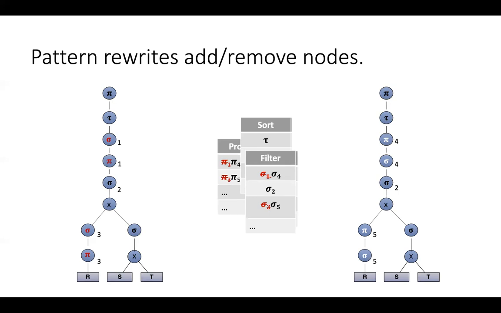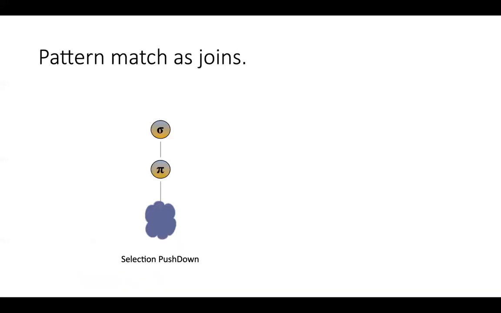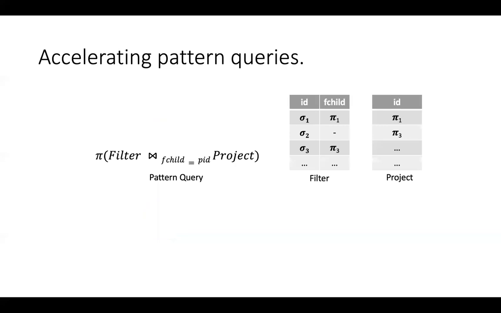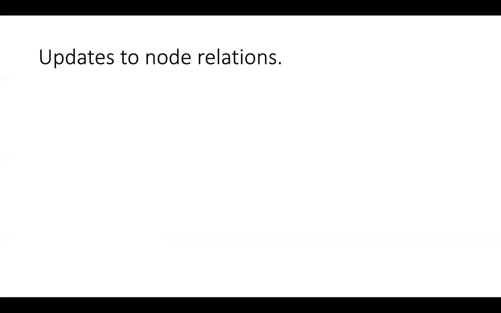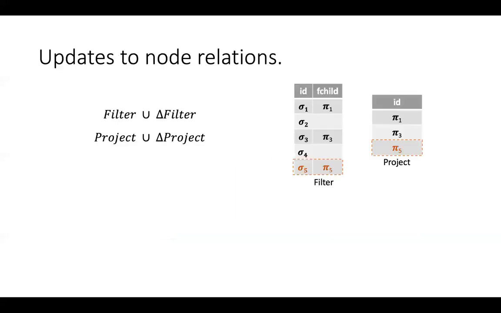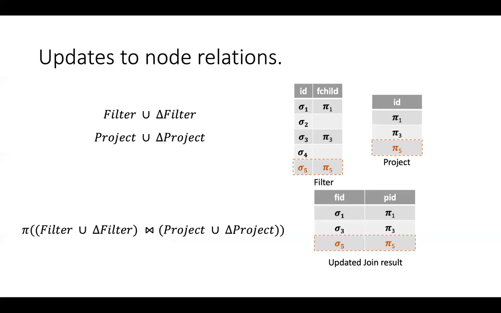Well, that now sounds like something many of us have heard before, right? Incremental view maintenance. But some of you might be wondering, how did a rewrite problem turn into a view maintenance problem? Let's revisit our example. Selection pushdown looks for filters over projections, which is nothing but an equijoin between the filter and the project tables. And the optimizations we discussed amount to materializing the join result. So when the underlying AST changes, the question is, how do we maintain the tables?